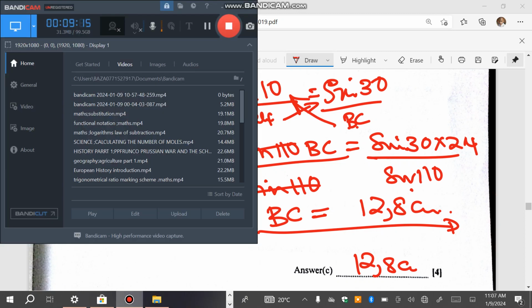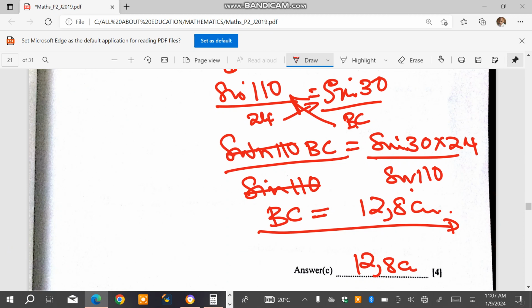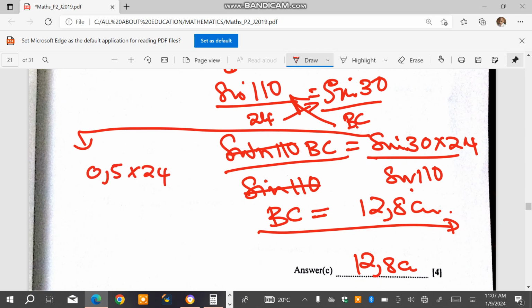Because of time, I can't go through everything, but let me just show you how to work this one. So if you punch sine 30 you are going to obtain 0.5, then times 24 all over sine 110, which is 0.9396. So if you divide, you're going to obtain this one.